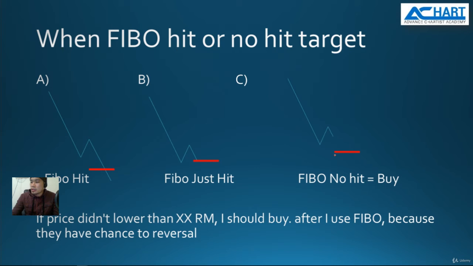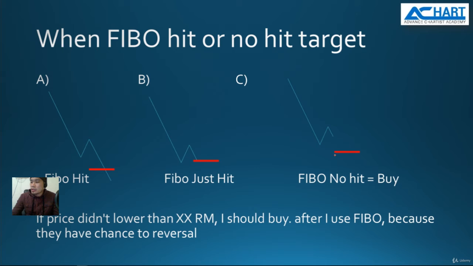When we use Fibonacci, if we measure a right Fibonacci, it always correlates to previous support and resistance. This is not new, and if you do it correctly, it will correlate to your support and resistance pretty accurately.